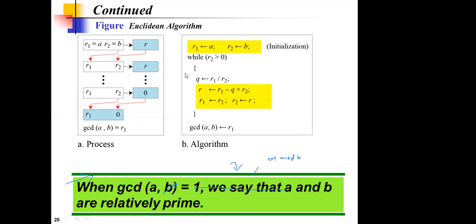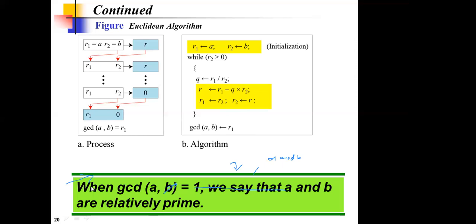তাহলে এই অ্যালগরিদমটাকে আমরা জাস্ট we can write it in a functional form. Okay, from this, if the GCD of A and B is equal to 1, then we can say that A and B are relatively prime. Relatively prime means they don't have any common divisor other than 1.